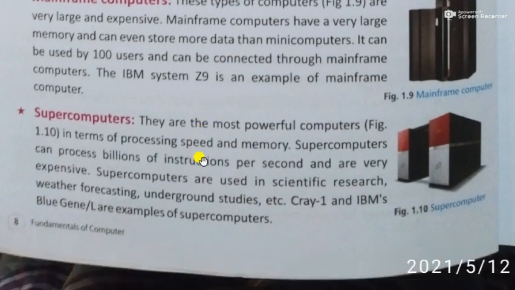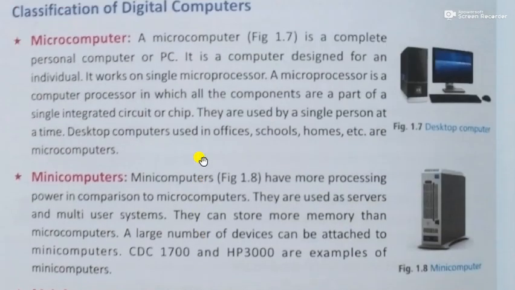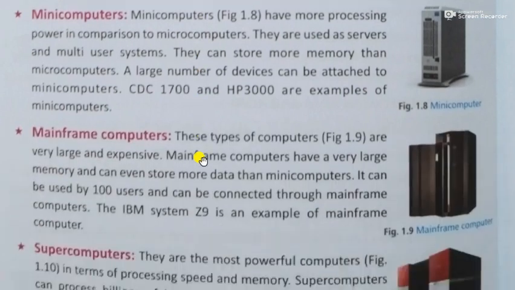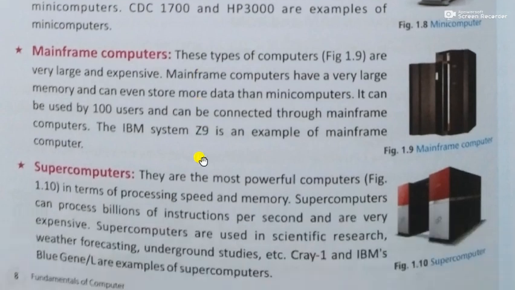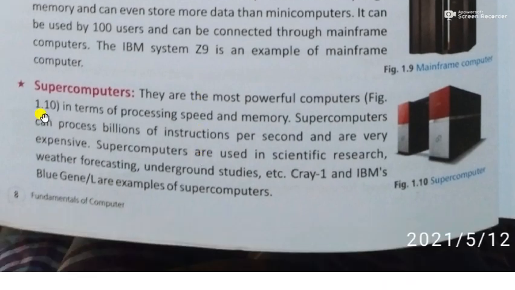Simply, you can understand, we have a microcomputer. It is a personal one, single use. Mini computers are a little larger, and they can be used as a server, and multiple users can access this. And the third one, mainframe computer, is very large and highly expensive, and it can be accessed by 100 users. And there is one more computer, the supercomputer.